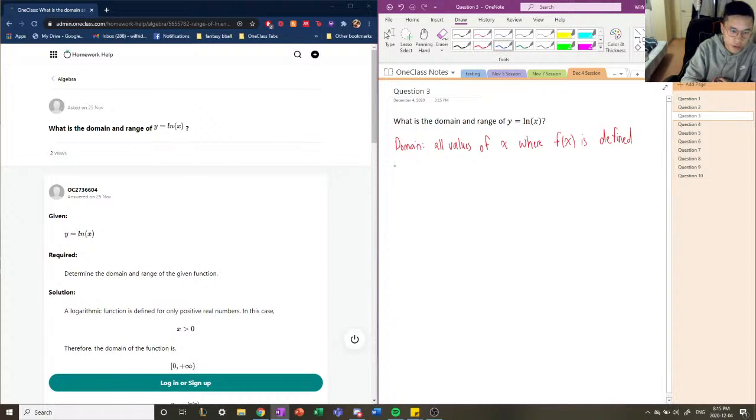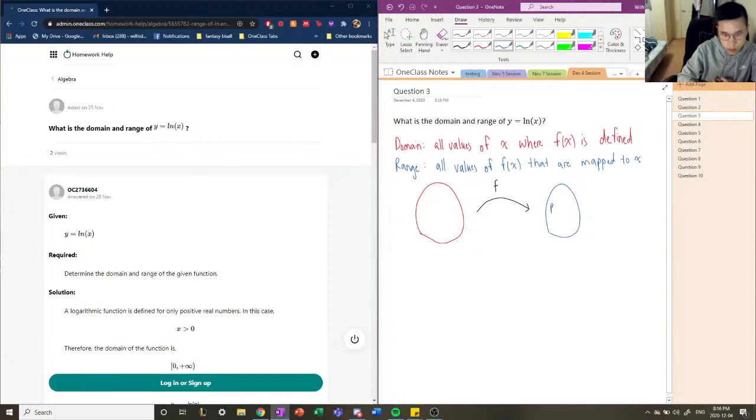Okay, so the range of a function is all values of f of x that are mapped to x. Okay, so if we were to think about it, here's our pool of x values that are valid. So our function, let's say f, takes our domain values and plugs them into our range values. So this is our range, and this is our domain.